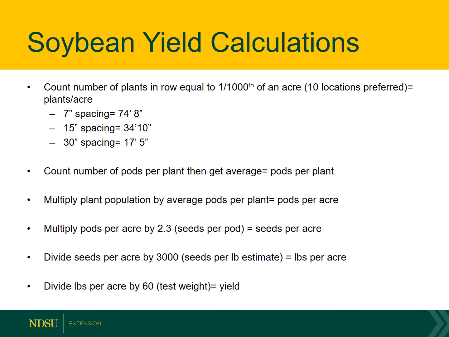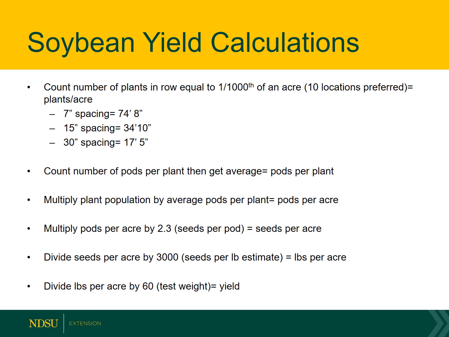And then after this, we multiply our pods per acre by 2.3. So that's going to give us our seeds per acre. That 2.3 is our general calculation of seeds per pod. Some pods you're going to have 4, some pods 2, some pods 1, sometimes 3. So a general average of 2.3 is going to get you in the ballpark. If you want a better average, you can count all the seeds, but at least this will give you your seeds per acre.